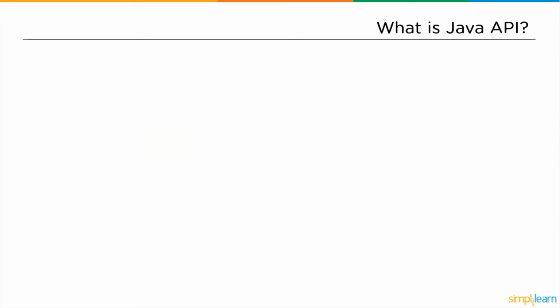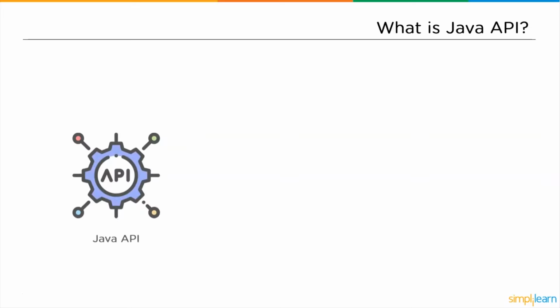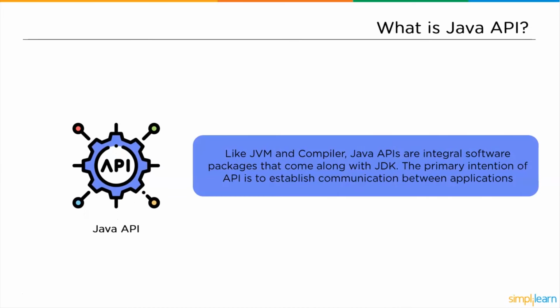Next, we find our topic for today's discussion, that is the Java API. Just like Java's Virtual Machine and compiler, Java's APIs are integral software packages that come with the JDK. The primary intention of an API is to establish communication between different applications.